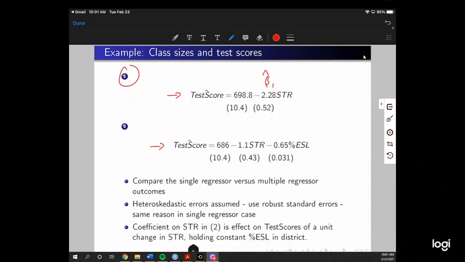So that's the difference in interpretation. In equation 1 we are finding the average effect of a change in student-teacher ratios on test scores holding nothing constant, but in equation 2, we're finding the average effect of a change in student-teacher ratios on test scores holding %EL constant.